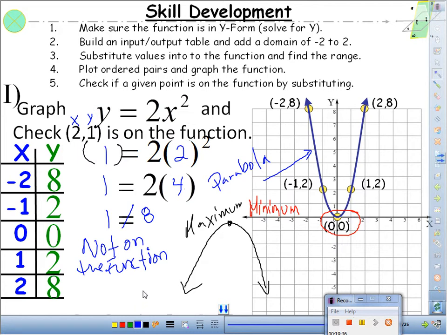Now to prove it, let's graph it. 2, 1. 2, 1 is about right there. Everybody with me? So, what does that mean? It means that this point is not on the function. If I was to substitute that in there, this wouldn't be a function. It wouldn't be functioning correctly.